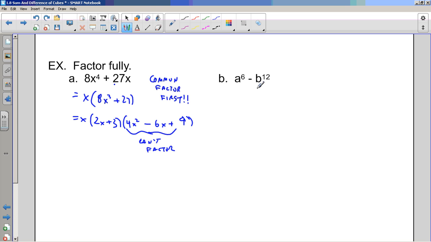All right, so let's try the last one. This is a dandy one, because this is a difference of cubes. I can take the cube root of this, and the cube root of that, and the cube root of this is a squared. The cube root of this is b to the exponent 4. This term is a to the exponent 4.